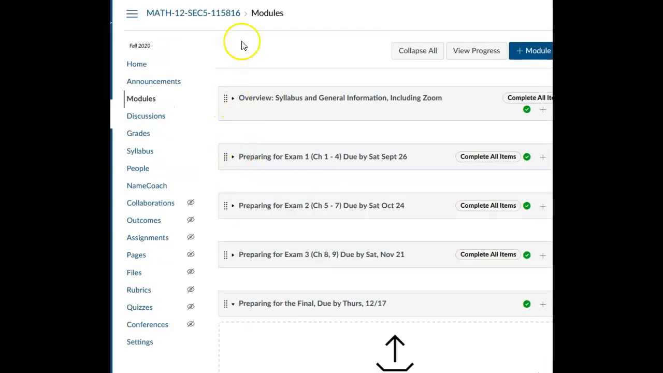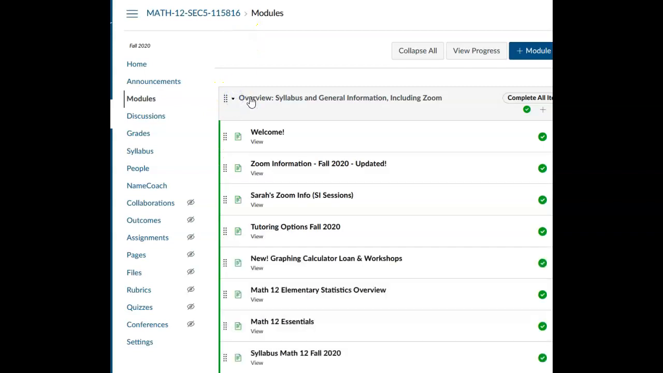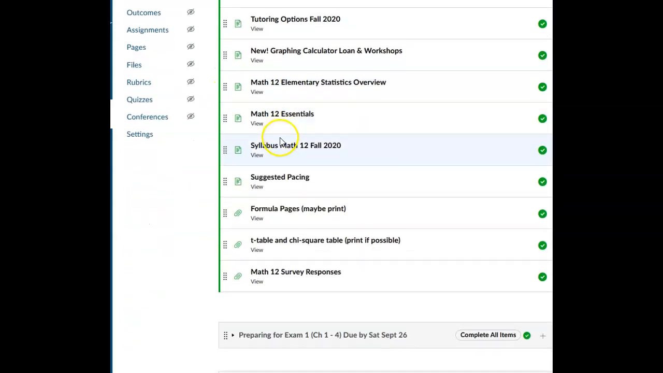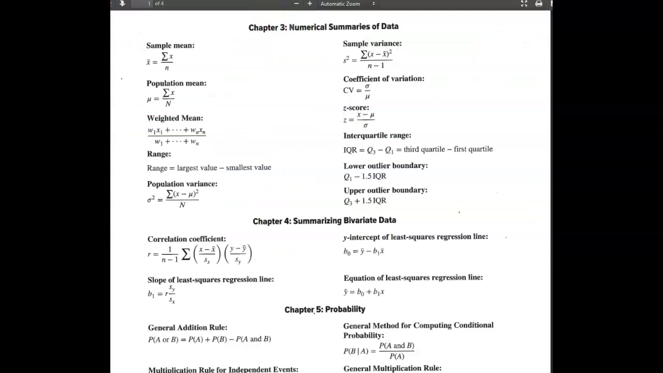And then the formula sheets that I mentioned, that's in this top module, the overview module. Down near the bottom, I've got something called formula pages here. And so if you want to print that out, this is what it looks like. And we really aren't doing much with it right now.